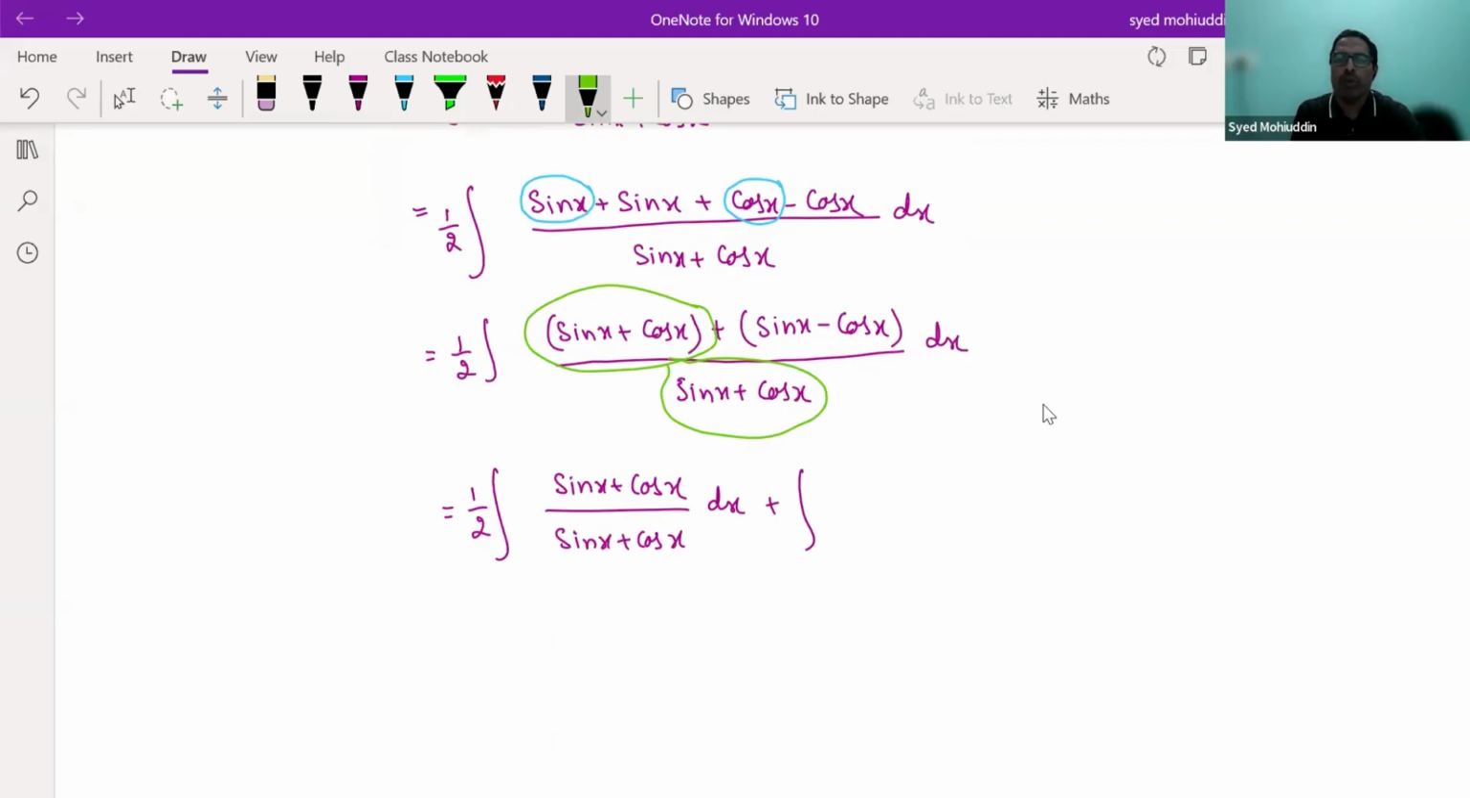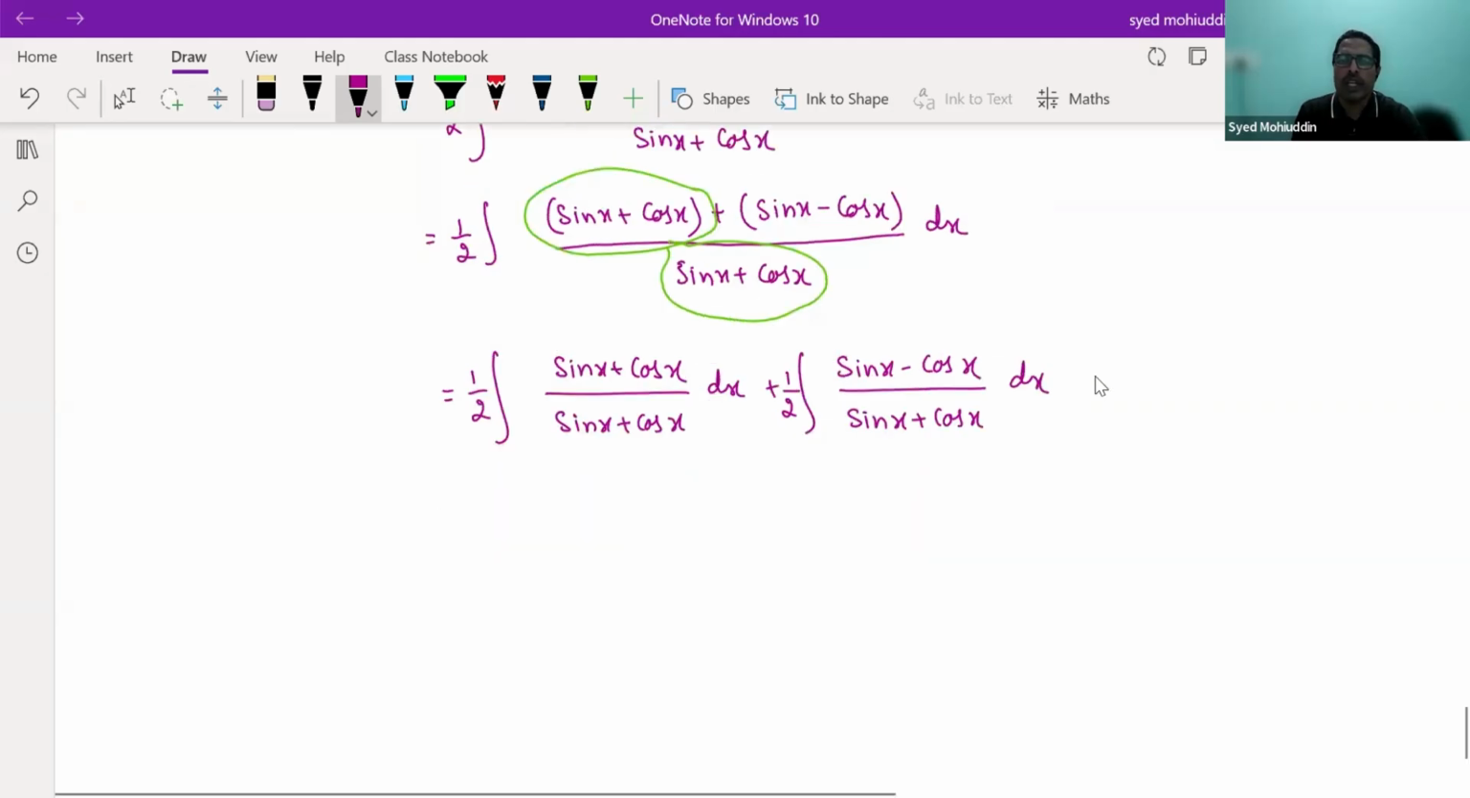But one more term, sin x minus cos x, is also left out. So I need to apply that integral for the second term also. Half once again is common outside, and you are left with sin x minus cos x divided by, once again, the denominator itself, sin x plus cos x, into dx.